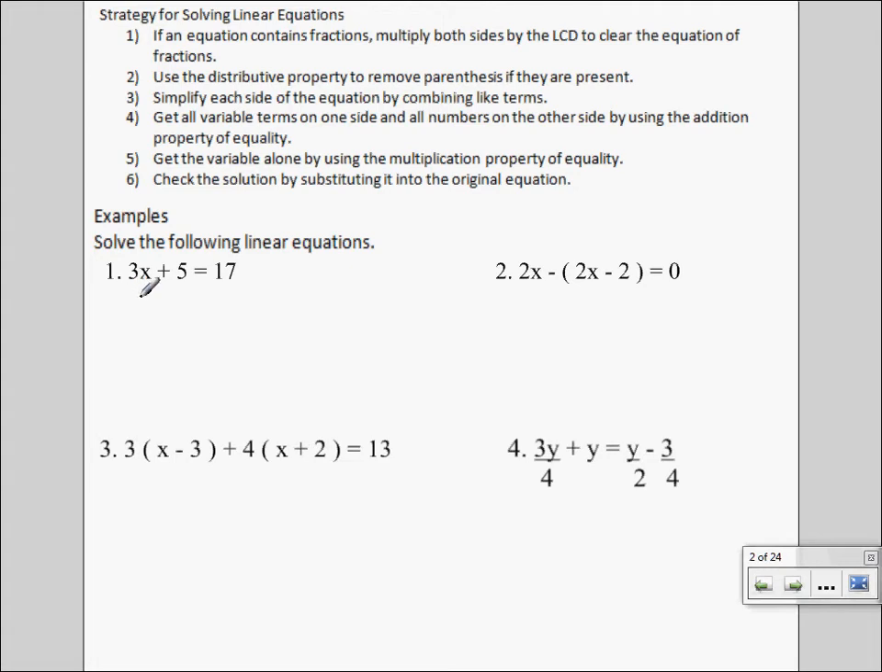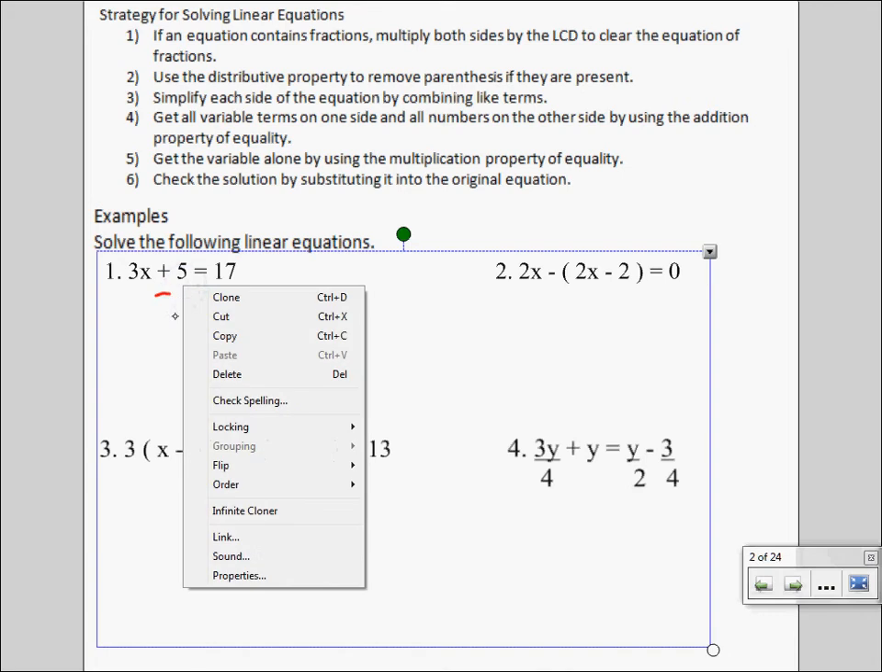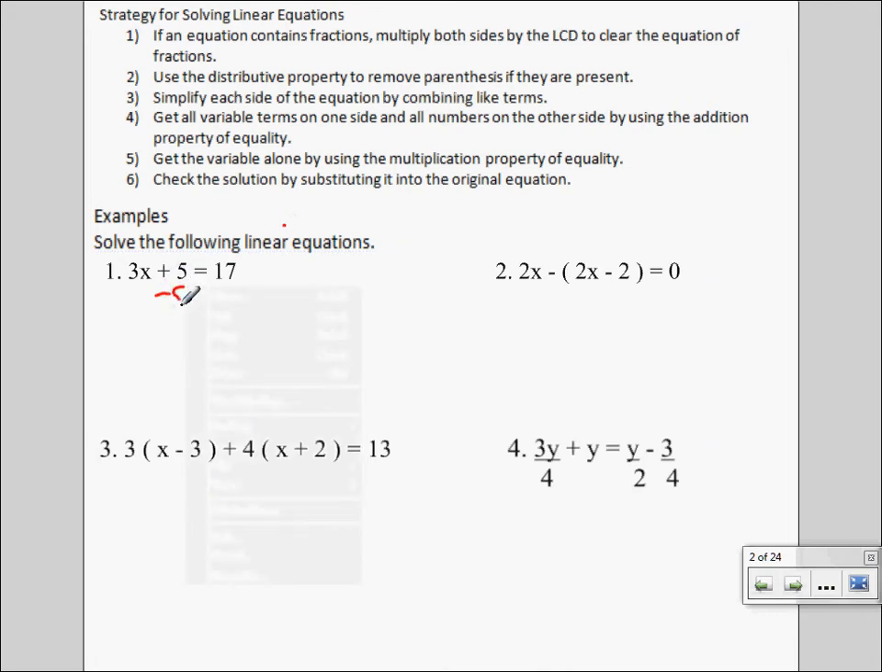What you want to do first is you have 3x plus 5 equals 17. Start by subtracting 5 on both sides of the equation. So you have 3x equals 17 minus 5, or just 12. Now to get x by itself, divide both sides by what's in front of x, the coefficient of x, which is 3 in this case, so divide both sides by 3. So you're left with x is equal to 12 over 3, or x is just equal to 4.